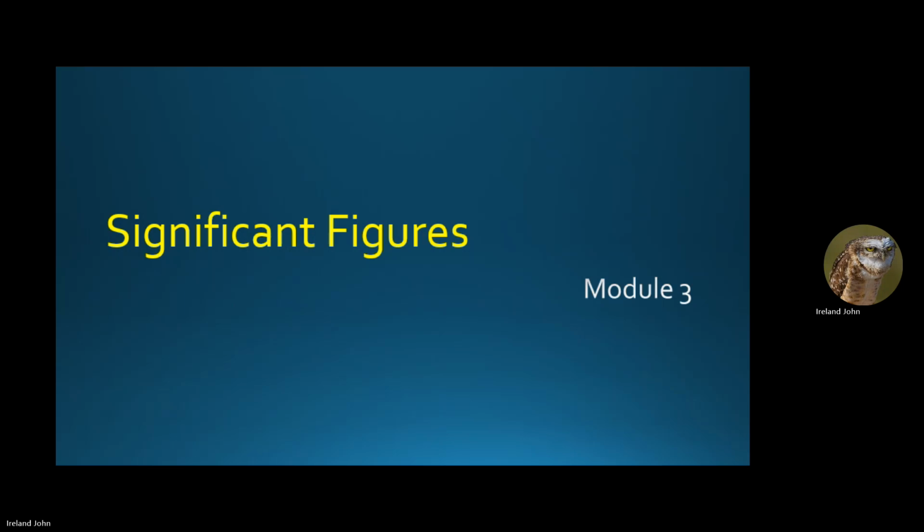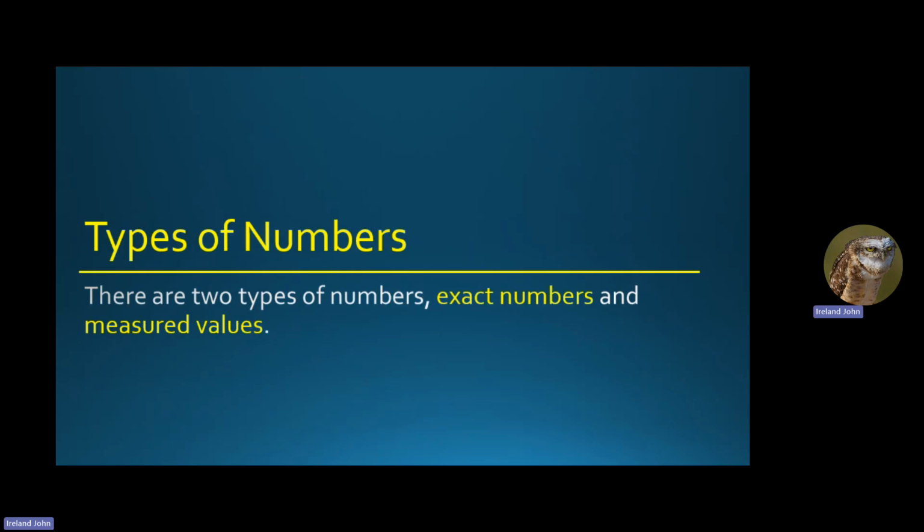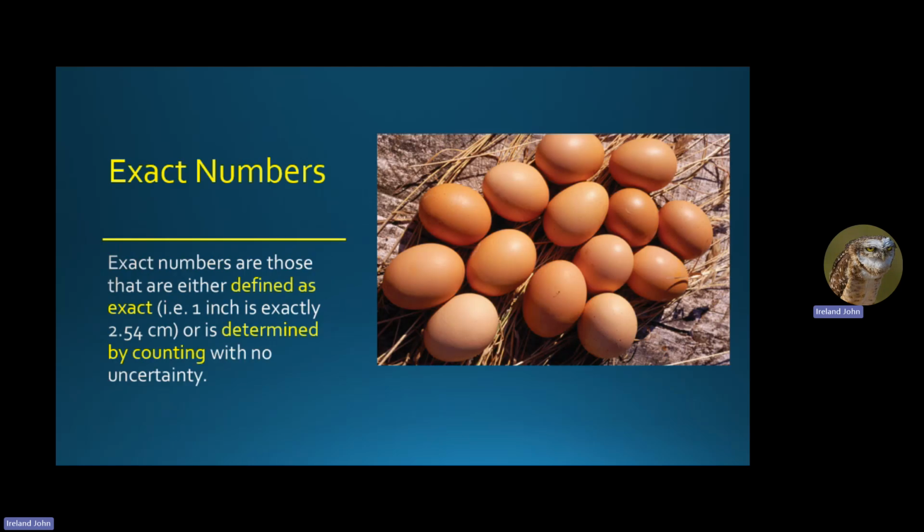Well, it has to do with types of numbers that you see in the real world. There are two types of numbers that exist in the real world, right? There are exact values and measurements, right? Exact values and measured values. Now, exact values, two types of exact values.